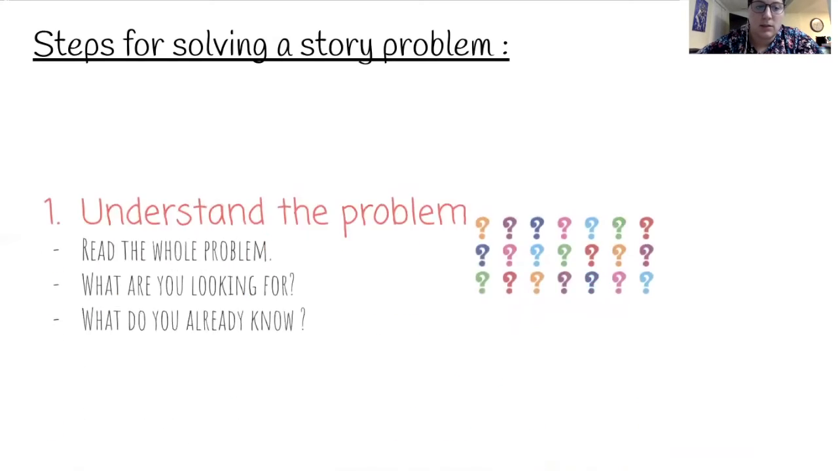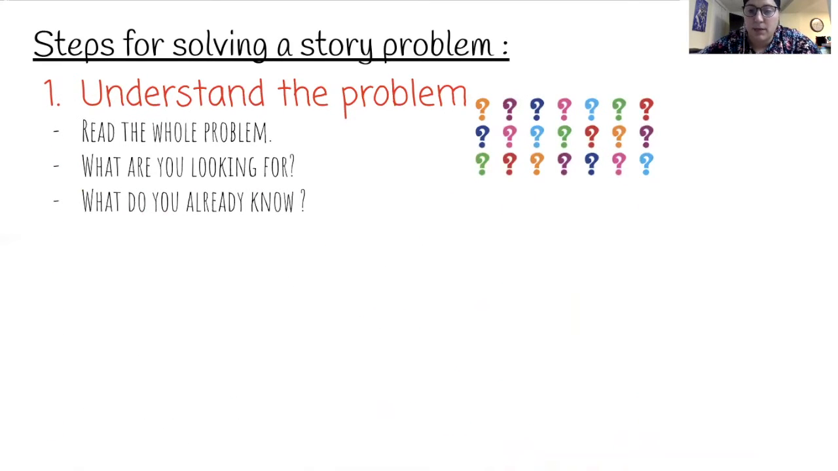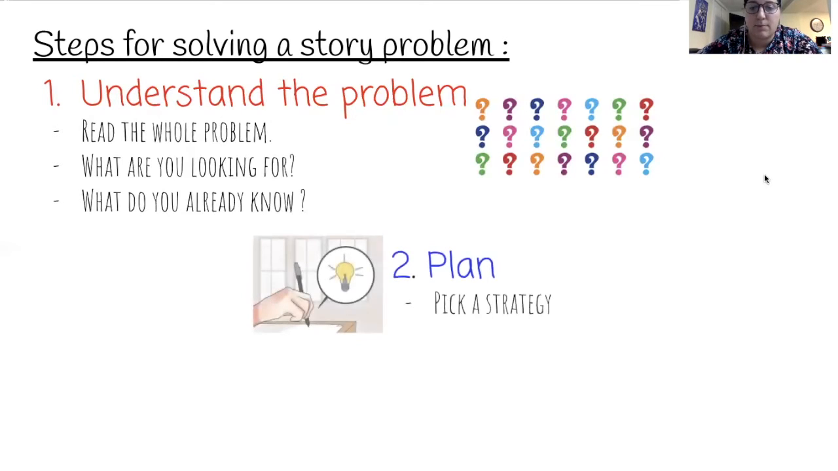When you're solving a story problem, I want you to think of 3 steps. The first one, understand the problem. There's multiple tiers to this. You want to make sure you fully read the problem. You should know by the end of this step what you are looking for. So what are you solving for? And what do you already know from the problem that is given? So what do you know and what do you not know? That should all be known before you move on to the second step, which is plan.